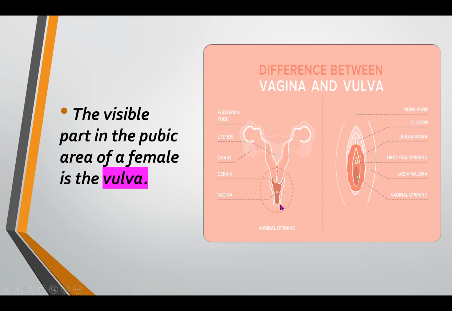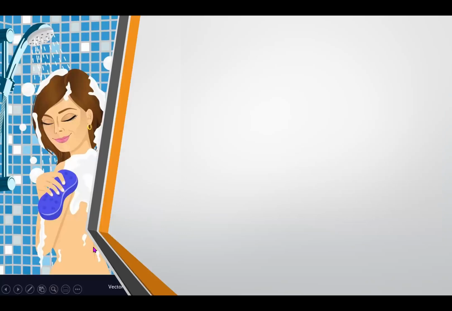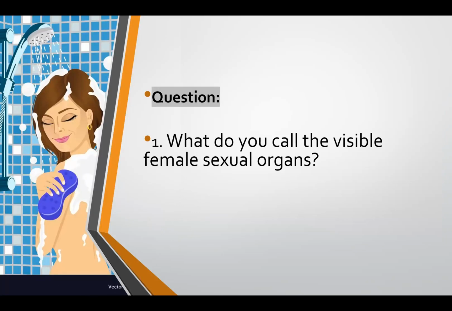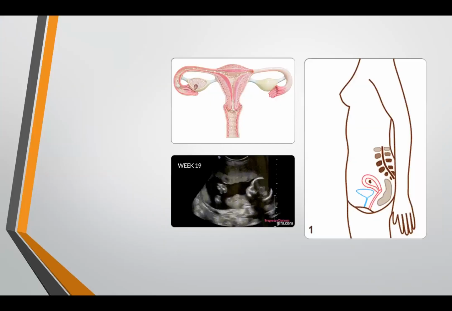This is the vulva, the outside. Inside is the vagina. Again, what is the visible part of the female sexual organ? It's called vulva. Very good. Good job, everybody. Now let's move on.